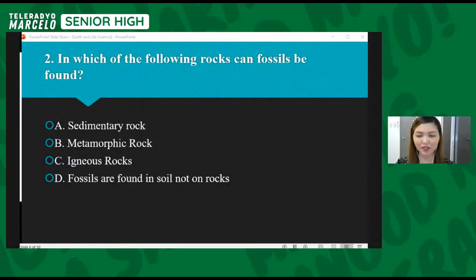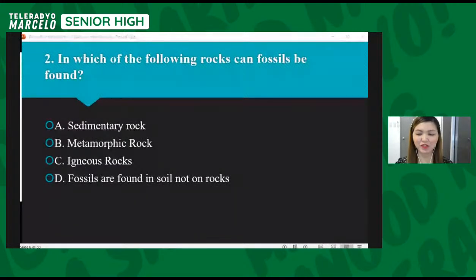In which of the following rocks can fossils be found? Is it letter A, sedimentary rock? Letter B, metamorphic rock? Letter C, igneous rocks? Or letter D, fossils are found in soil, not on rocks?